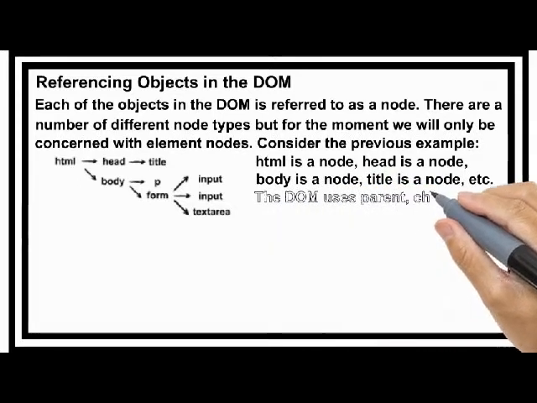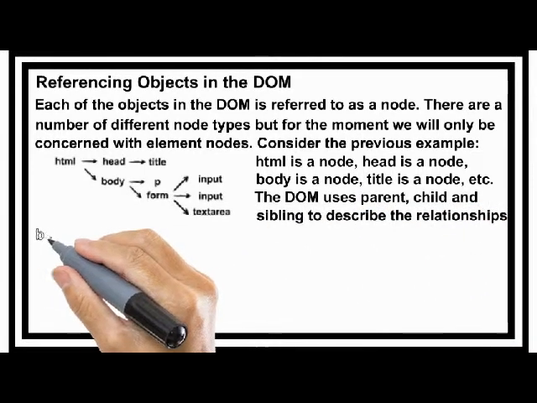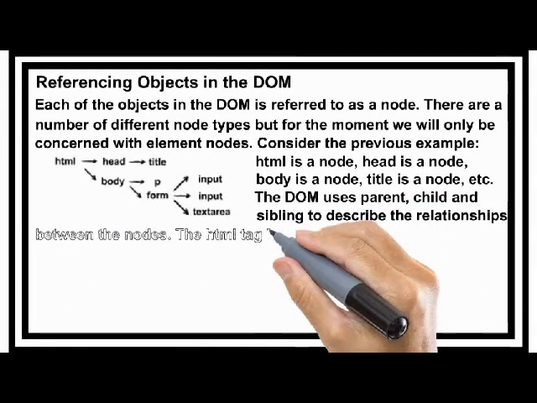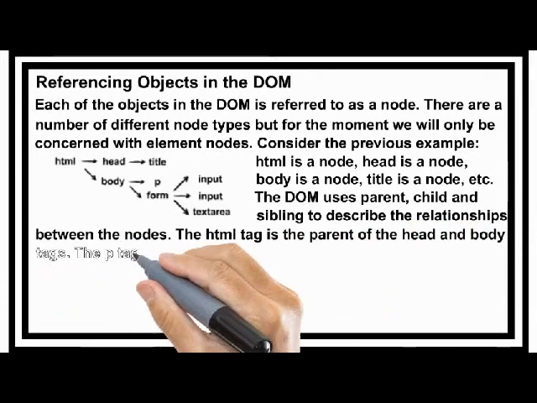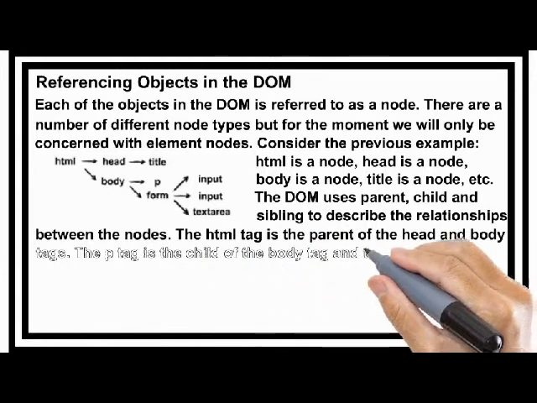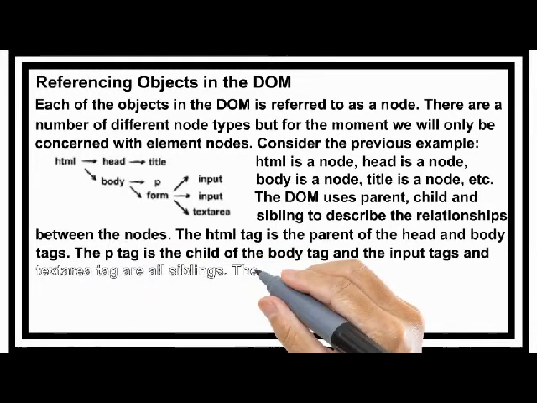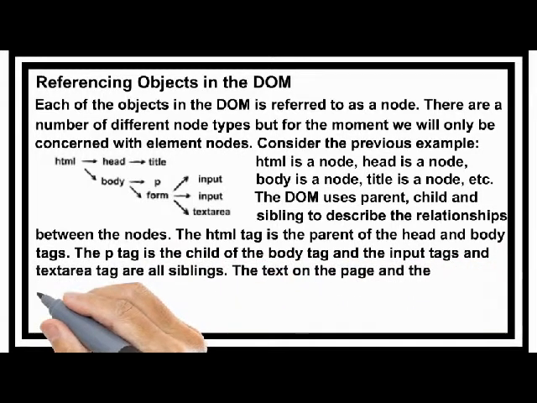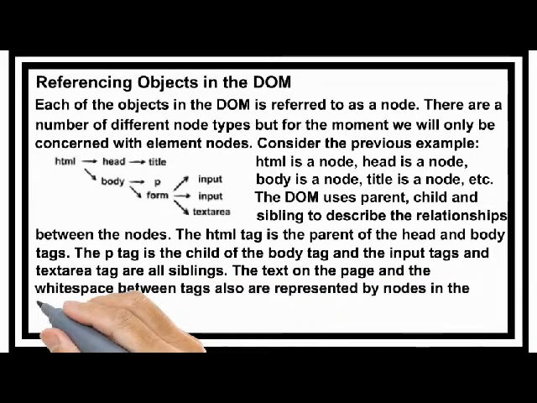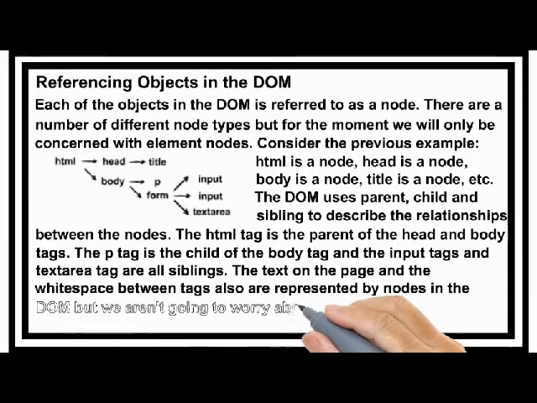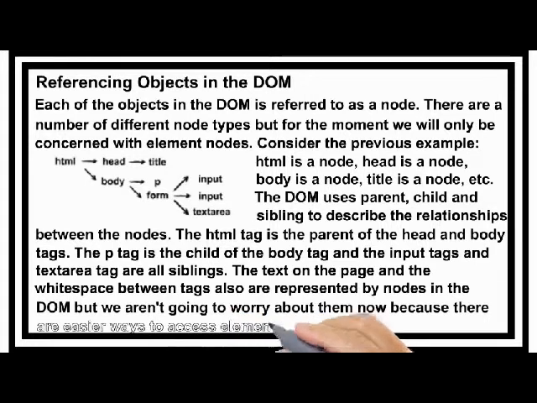The HTML is a node, head is a node, body is a node, title is a node, etc. The DOM uses parent, child, and sibling to describe the relationships between the nodes. The HTML tag is the parent of the head and body tags. The P tag is a child of the body tag, and the input tags and text area tag are all siblings. The text on the page and the white space between tags also are represented by nodes in the DOM, but we aren't going to worry about them now because there are easier ways to access elements than through these relationships.